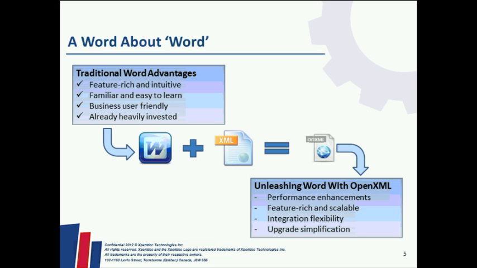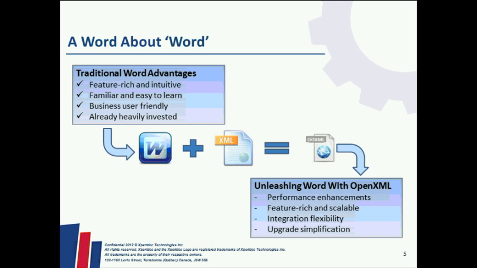With the OpenXML as a basis for the file format, you're still able to continue to experience the benefits of traditional Word-based document automation, such as familiarity to business users, feature-rich and easy-to-use document creation interfaces, and continue to exploit your investment in the platform, both in regards to the software and user training.